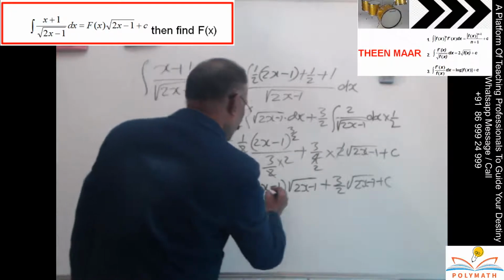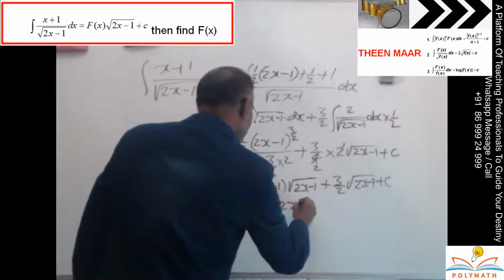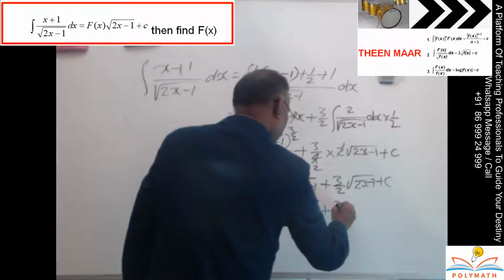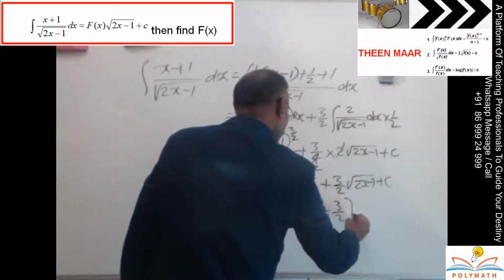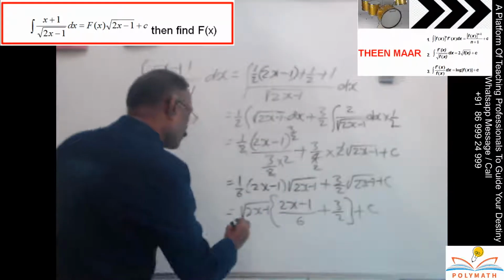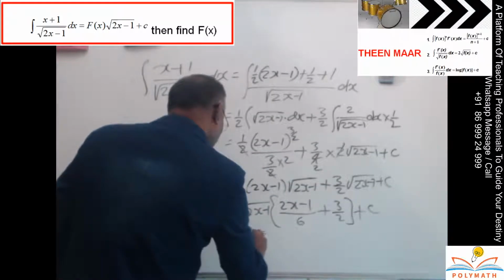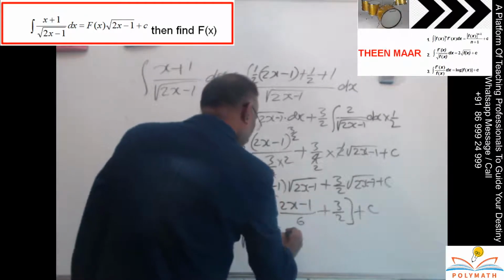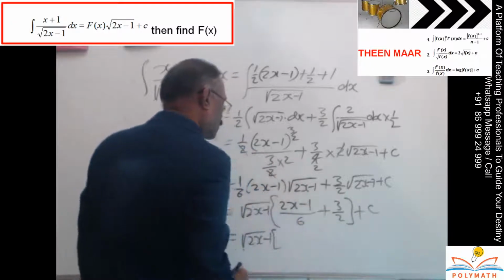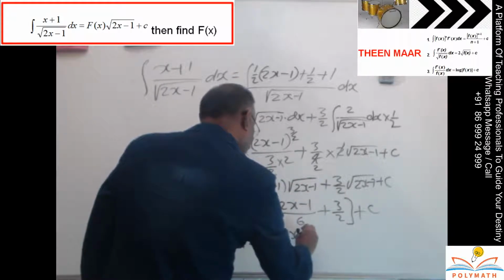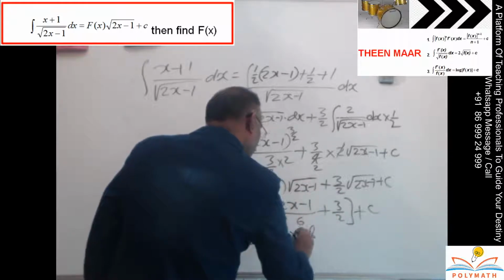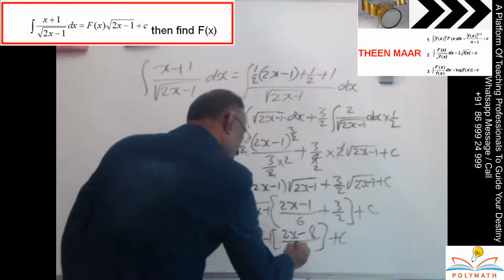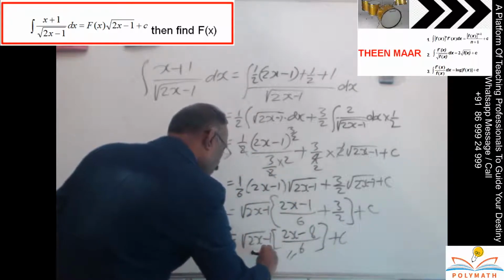So this is, if you take root 2x minus 1 common, 2x minus 1 by 6 plus, here you have 3 by 2, plus c, of course, there. And now it is root 2x minus 1 into 6 LCM there, and you will get 2x minus 1 plus 9, which is nothing but 2x minus 8 by 6 plus c. So your fx is this.